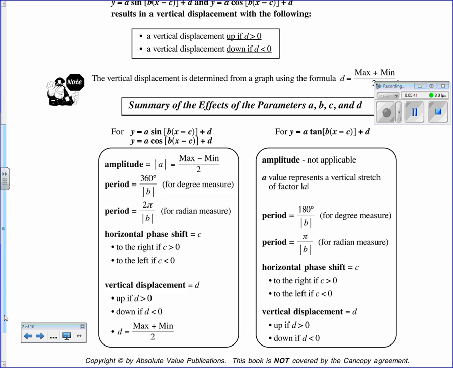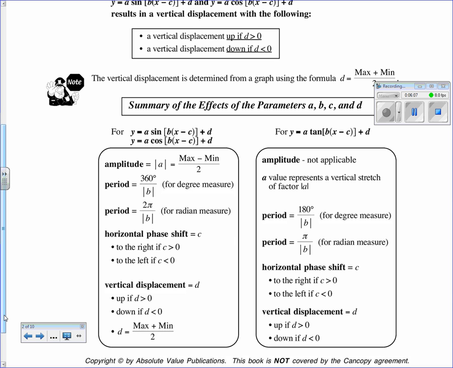Amplitude, that's how tall the graph was. Period, that's how long it takes to complete a cycle. Remember, we have a formula for period. Period is either 360 divided by b or 2 pi divided by b. We've got horizontal shifts, we've got vertical shifts. Sine and cosine graphs are the same. Tan graphs are not the same.